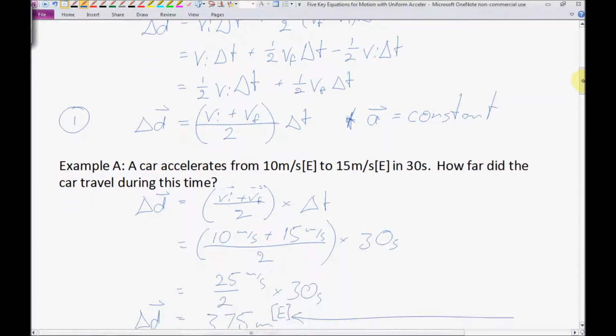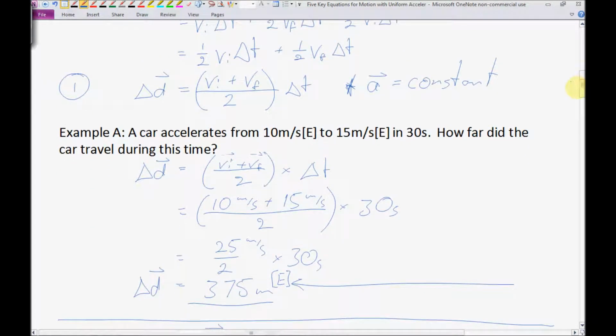Okay. So that works out to be 25 over 2 times 30, 375 meters east. So our change in displacement, our change in position, is 375 meters east.